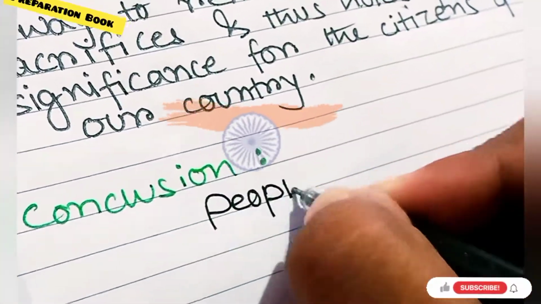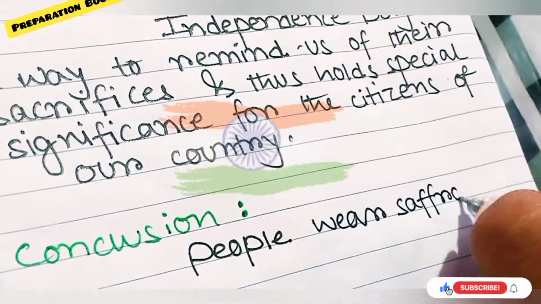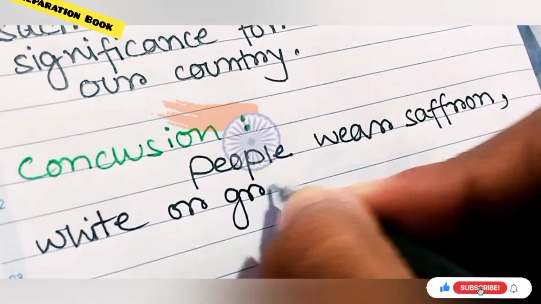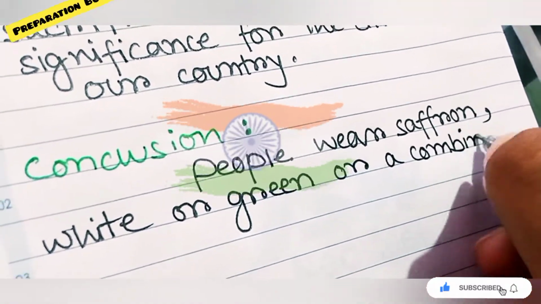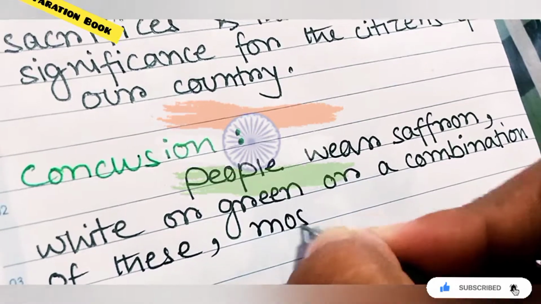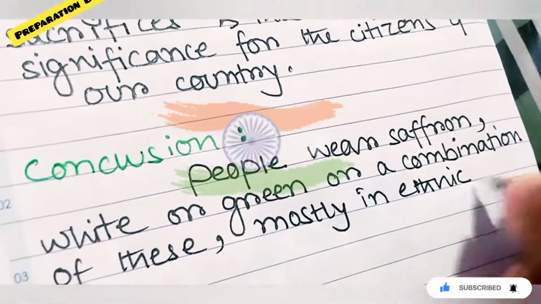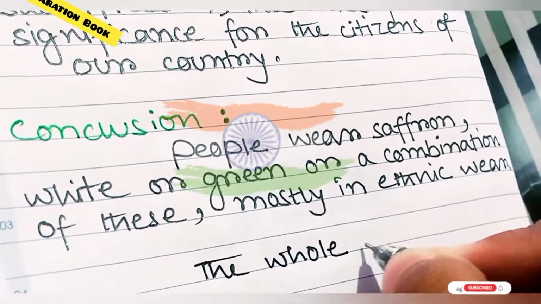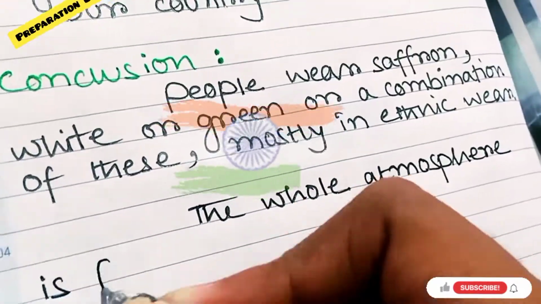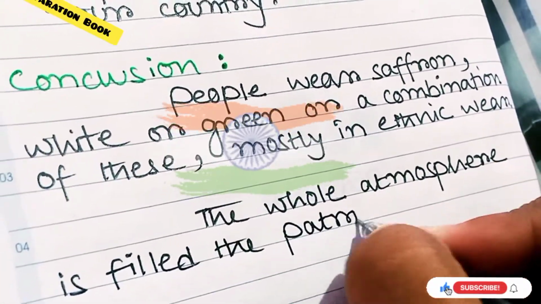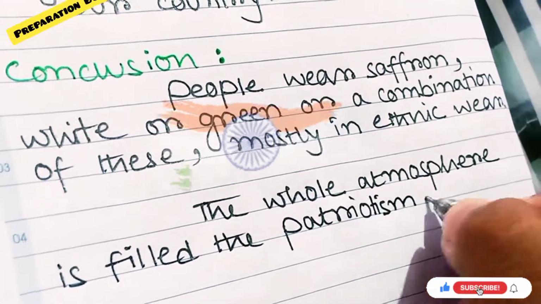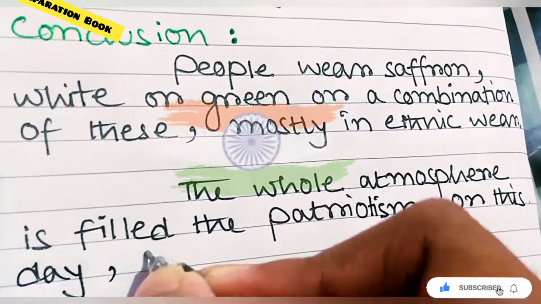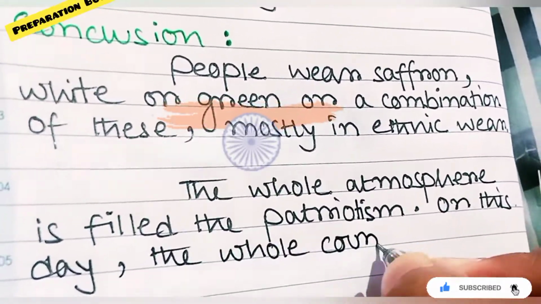Conclusion. People wear saffron, white or green, or a combination of these, mostly in ethnic wear. The whole atmosphere is filled with patriotism. On this day, the whole country is united.